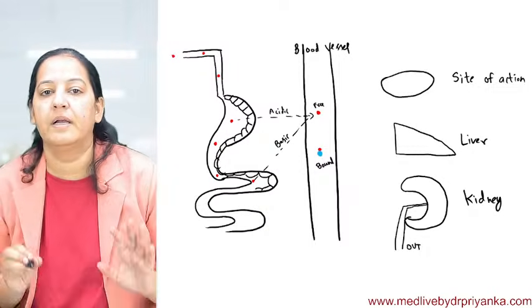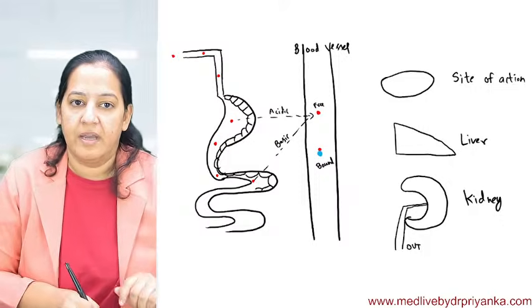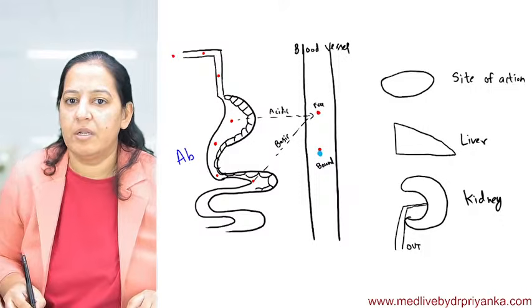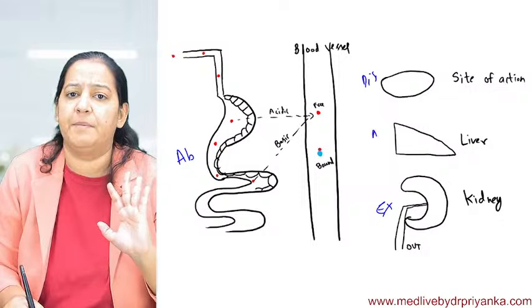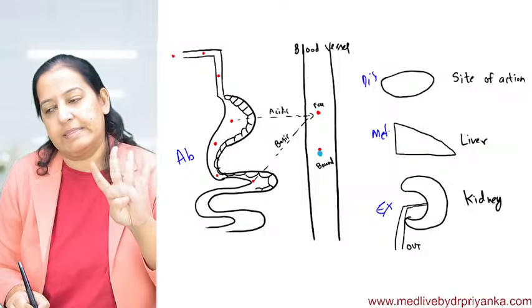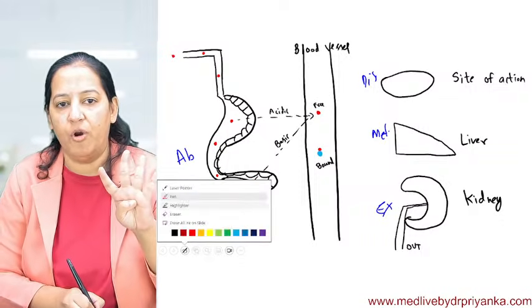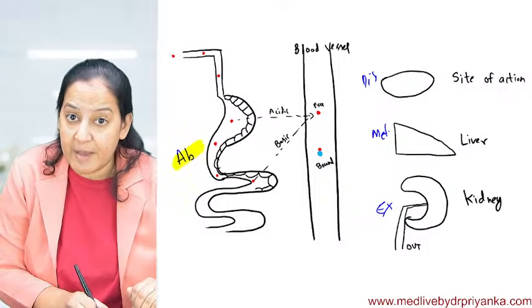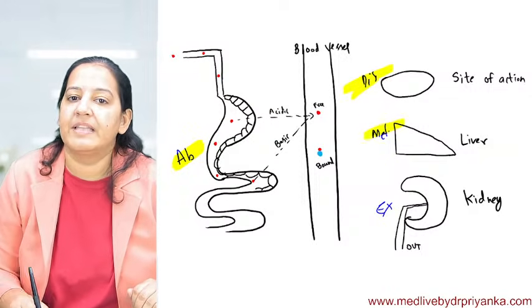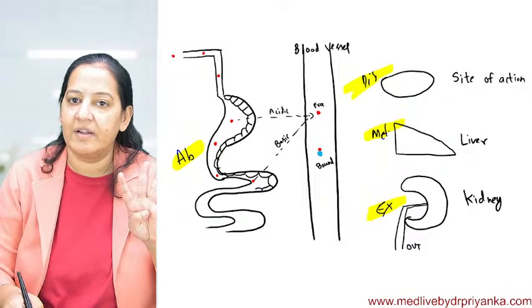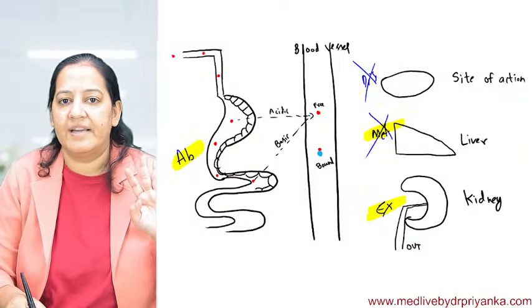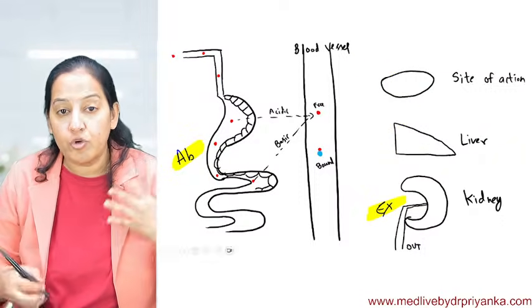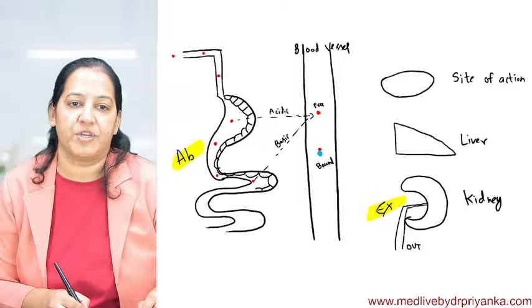Listen to what I'm saying. Talk about absorption and excretion. I'm not interested in distribution and metabolism. There are four parts in pharmacokinetics: first absorption, then distribution, then metabolism, then excretion. But currently I am not interested in distribution and metabolism, so erase them. I am interested in absorption and excretion.